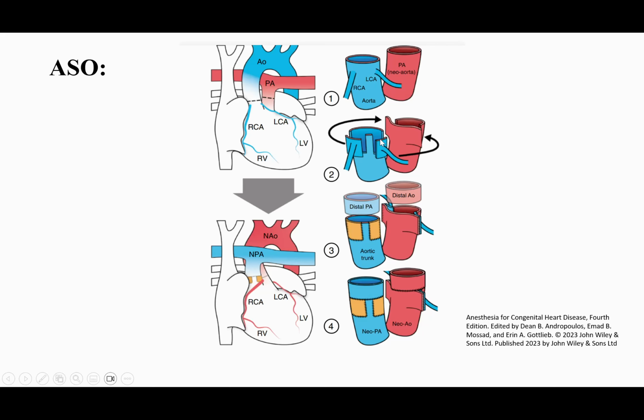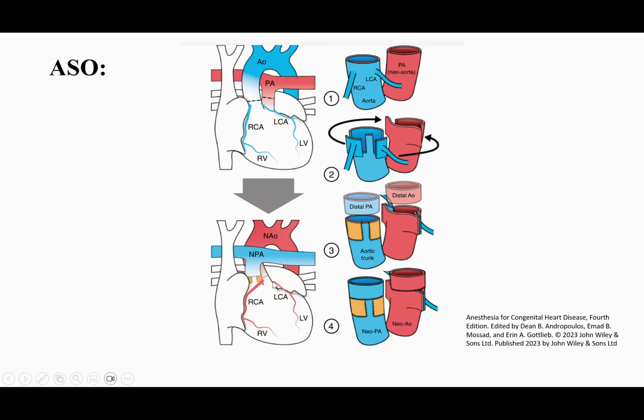And then we cut off the coronaries and we insert them to the new aorta. And in place of them, we put pericardial patches. So now the pulmonary became the new aorta attached to the coronaries and continues as the aorta. And this is the new pulmonary artery.